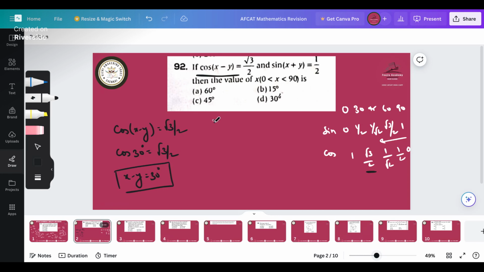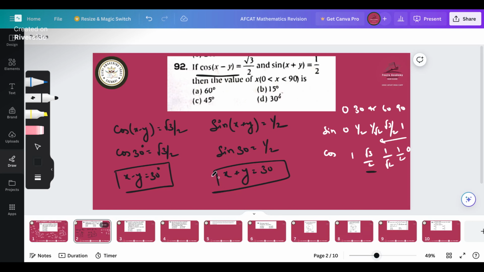Right? And now similarly over here, let's pick up sine of x plus y is equal to 1 by 2. Where exactly is the value of sine half? At 30 degree. So sine 30 is equal to 1 by 2. Okay. That means x plus y is equal to 30 degree. And this is your second equation, right?